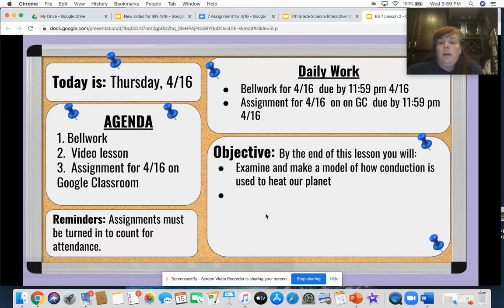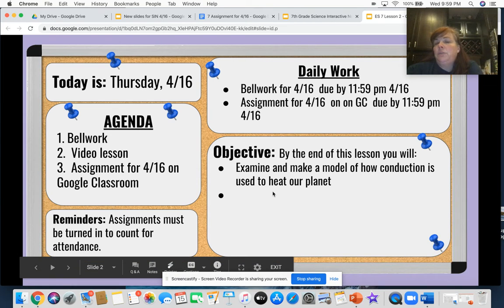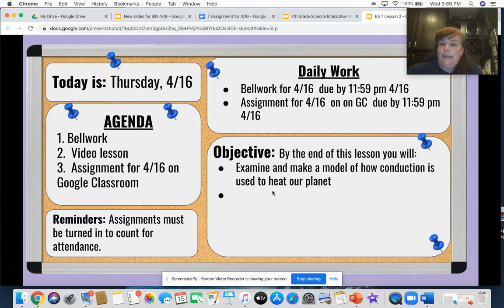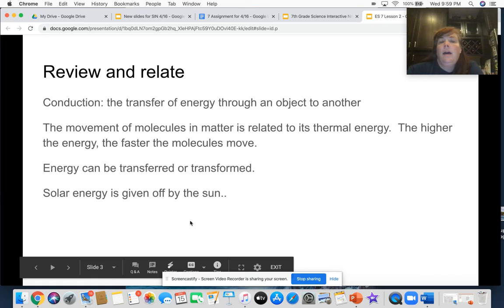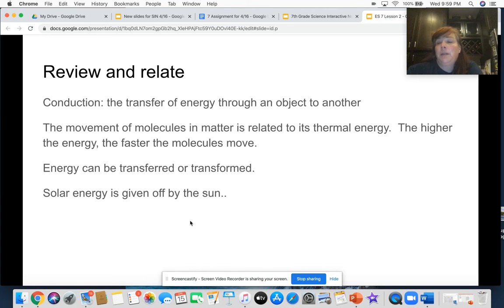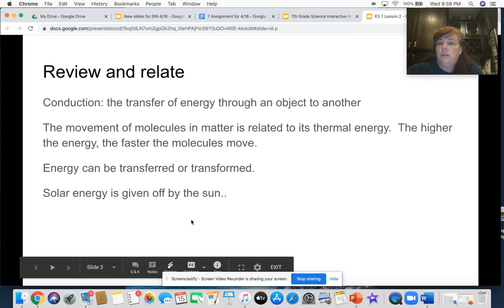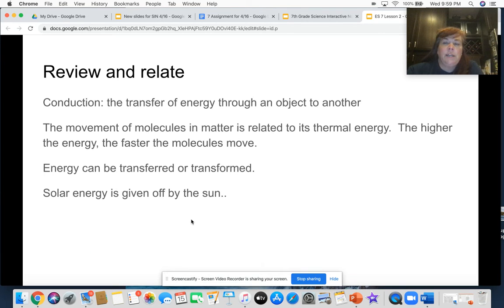notebook. Your objective today, we're going to examine and make a model of how conduction is used to heat our planet. Okay, so we studied about conduction yesterday. Conduction is the transfer of energy through an object to another. As we have talked about, some things transfer energy better than others. For example, metal is a much better conductor of energy than, say, wood.